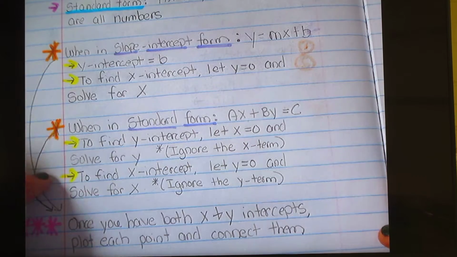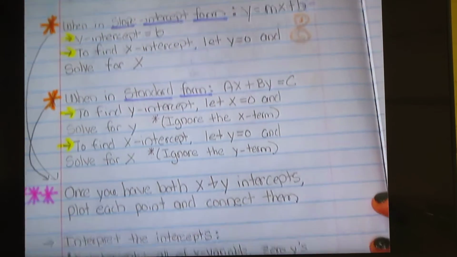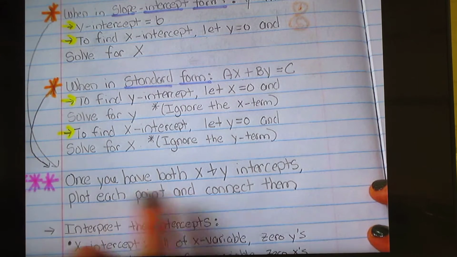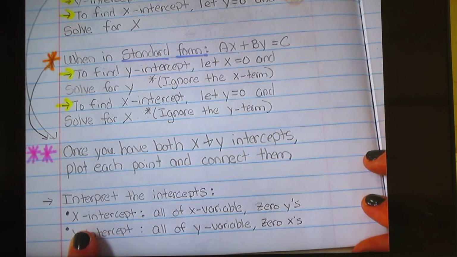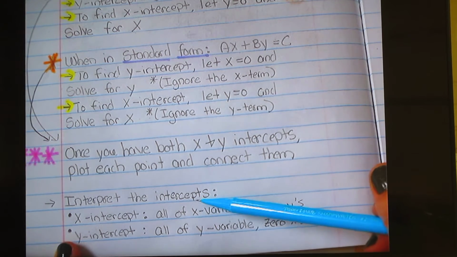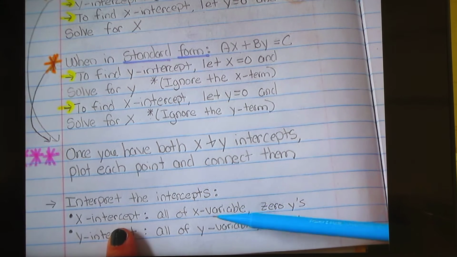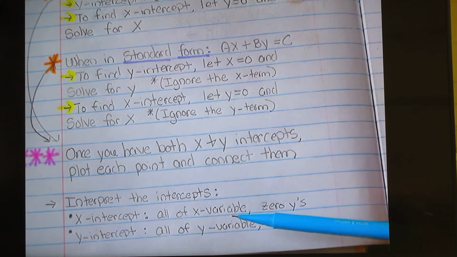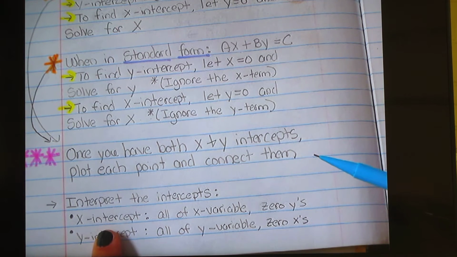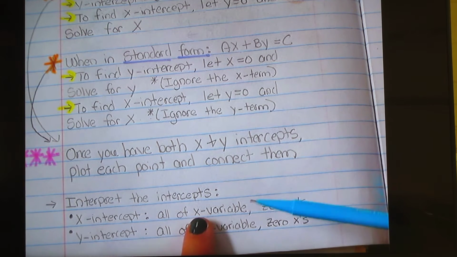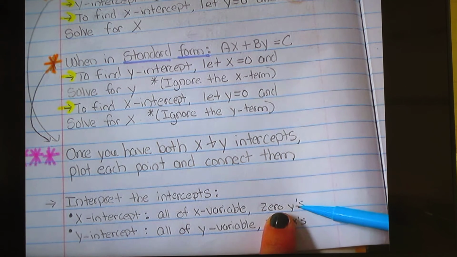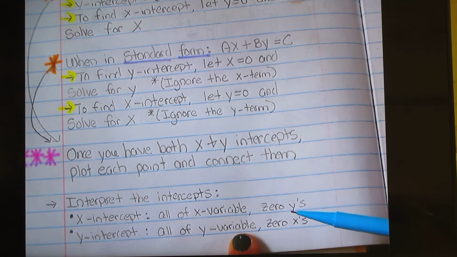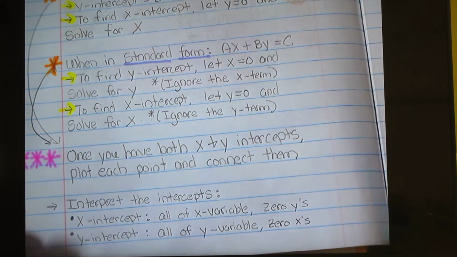Now, with both of these, once I have my x and y intercepts, plot each point on your coordinate plane, and connect them. Now, in our book, we have a second section that talks about interpreting the intercepts. And we'll see an example like this in a minute. But remember, with the x-intercept, that means you have an x value but no y value. So to interpret the x-intercept and tell what it means, that means you have all of whatever the x variable is and 0 of whatever the y variable is. Likewise with the y-intercept. Please feel free to rewind back, look at these notes, pause, if you need to read back on any of those.